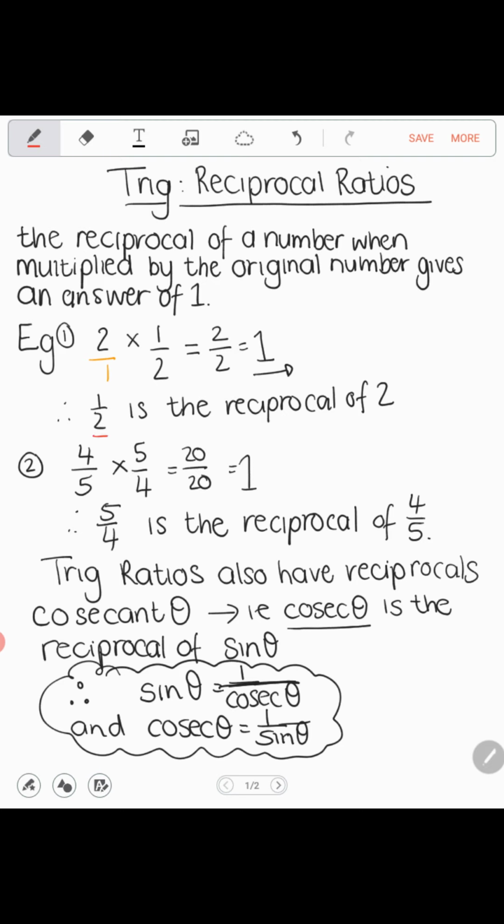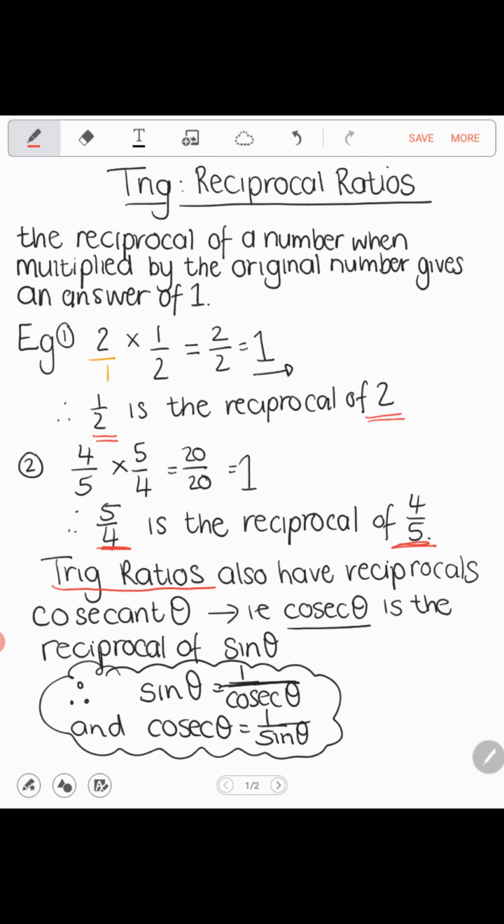Okay, so a half, 1 over 2, will be the reciprocal of 2. If I had 4 over 5 and I multiplied it by 5 over 4, that would give me 20 over 20 when I multiply top with top and bottom with bottom, which again, 20 divides into itself once. So 4 over 5 and 5 over 4 are the reciprocals of each other, because when I multiply them together, I get 1. Now, trig ratios also have reciprocals.